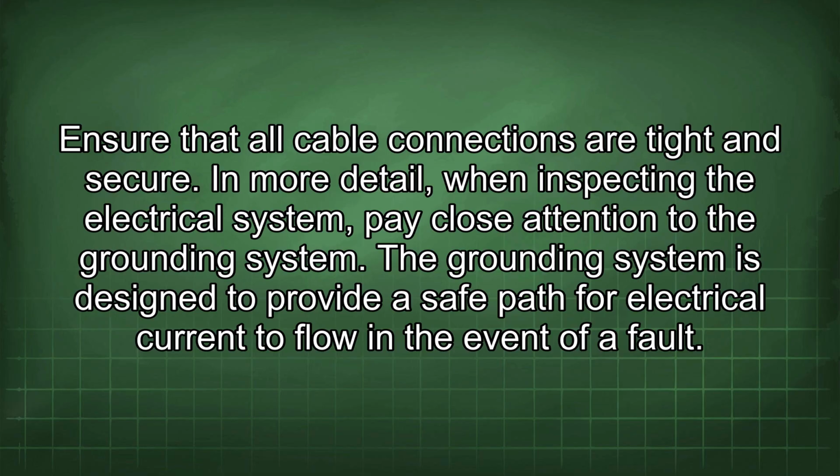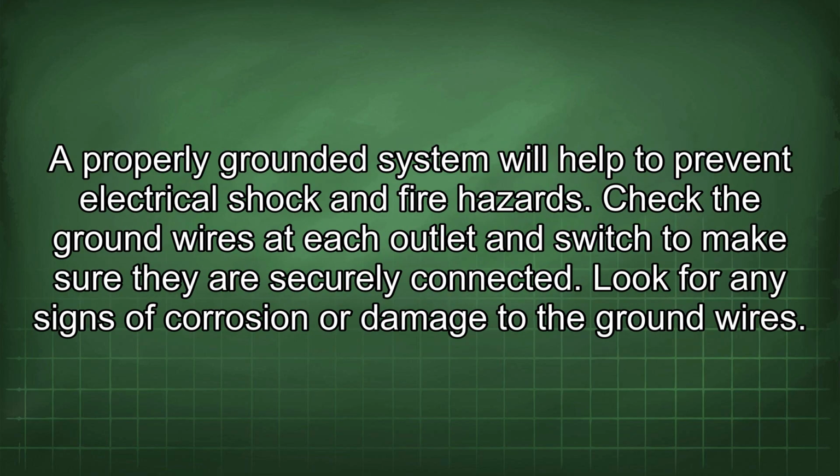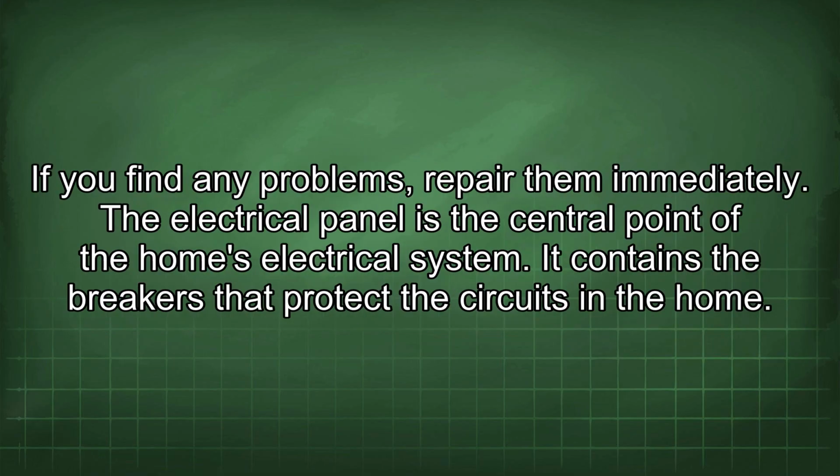In more detail, when inspecting the electrical system, pay close attention to the grounding system. The grounding system is designed to provide a safe path for electrical current to flow in the event of a fault. A properly grounded system will help to prevent electrical shock and fire hazards. Check the ground wires at each outlet and switch to make sure they're securely connected. Look for any signs of corrosion or damage to the ground wires. If you find any problems, repair them immediately.